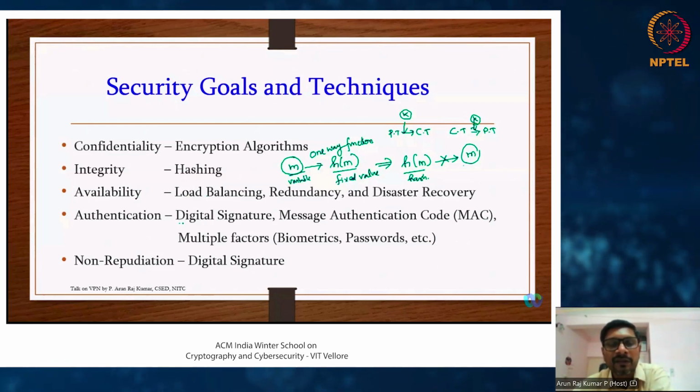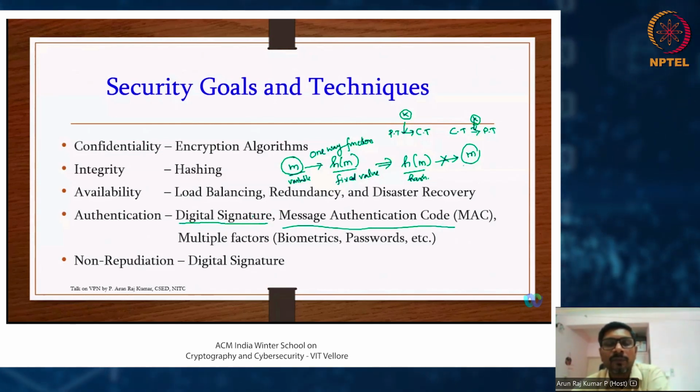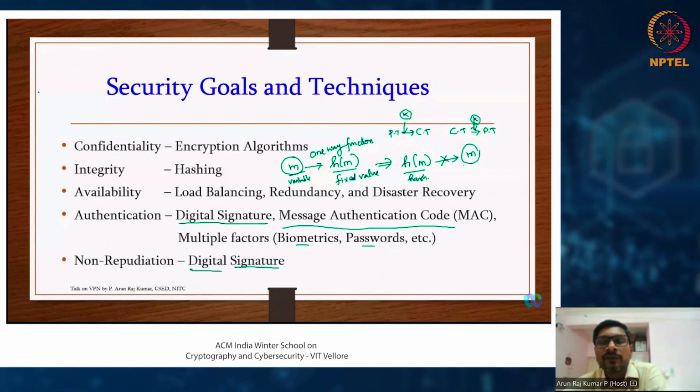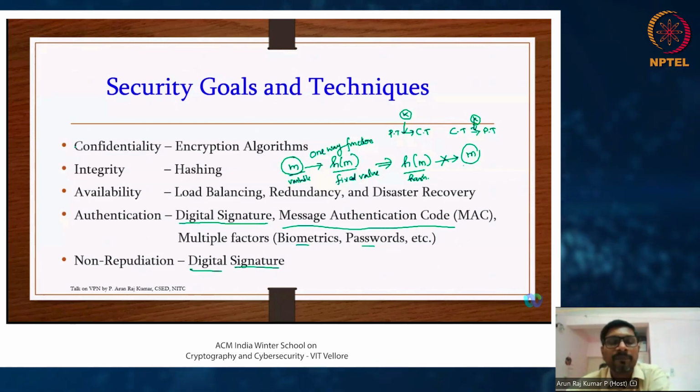For authentication, we use a technique called digital signature, and also message authentication code. These are two very popular techniques, and even now they are used everywhere, including our browser clients, where you will find that signatures are used. Similarly, multiple factors, biometrics, and passwords are something everyone is aware of. For non-repudiation, again, digital signature. So for achieving all these five goals, there are standard techniques available, and we are using them even today.